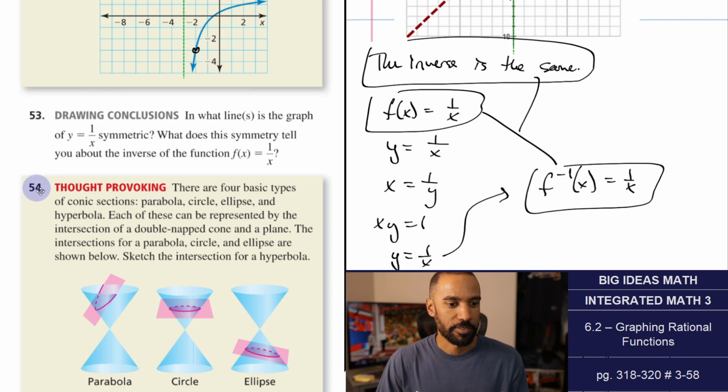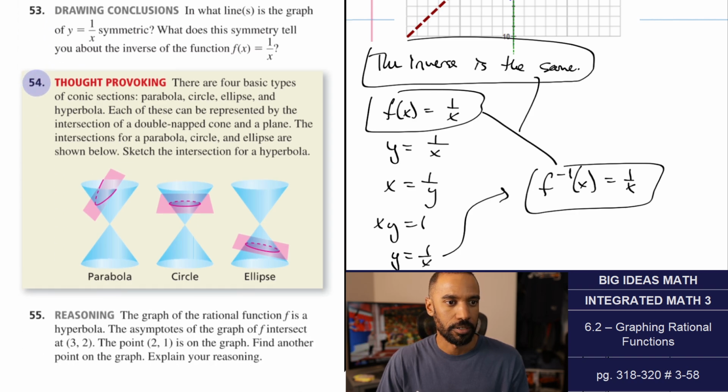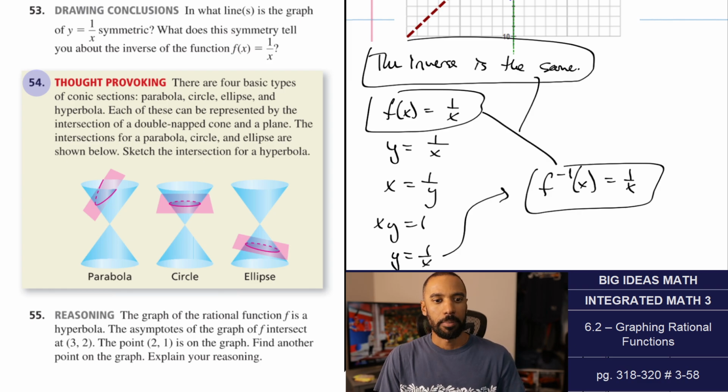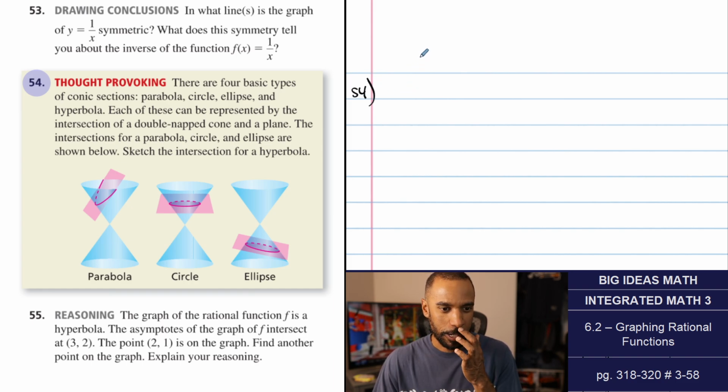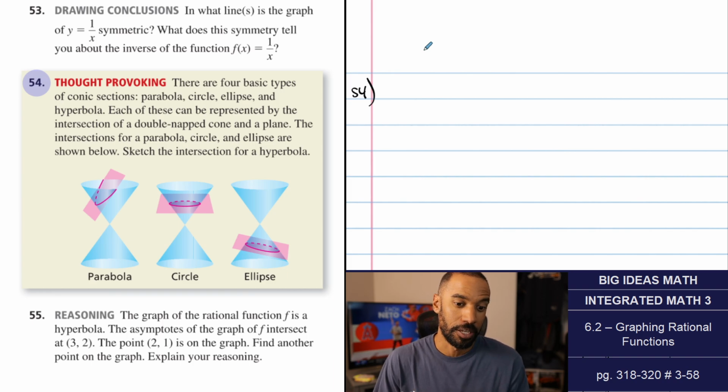Okay. Number 54. There are 4 basic types of conic sections. Oh, I brought this up earlier. You probably haven't done them yet. Parabola, circle, ellipse, and hyperbola. Each of these can be represented by the intersection of a double-napped cone and a plane. I guess we're not going to speak too much about that unless they force us to. The intersections for a parabola, circle, and ellipse are shown below. Sketch the intersection for a hyperbola.